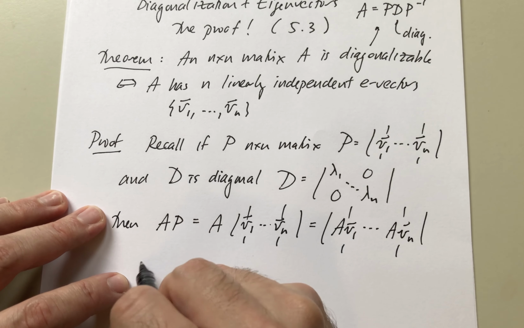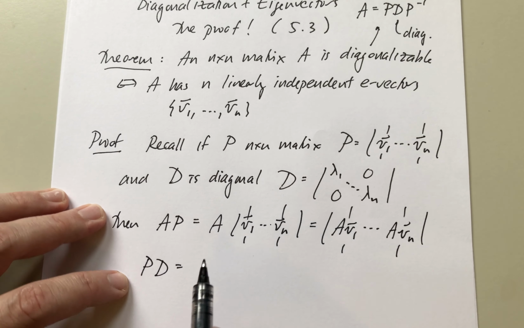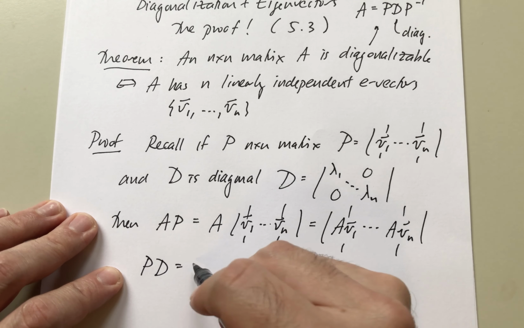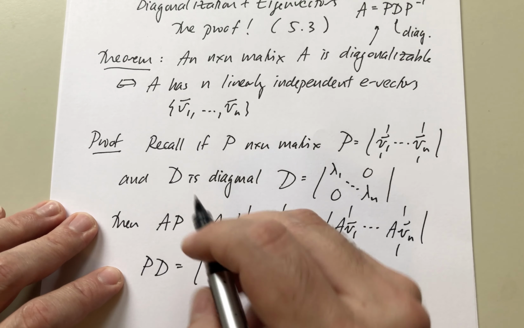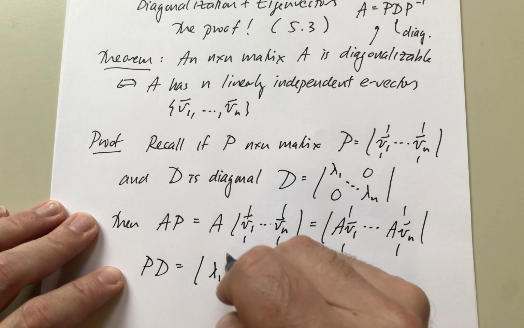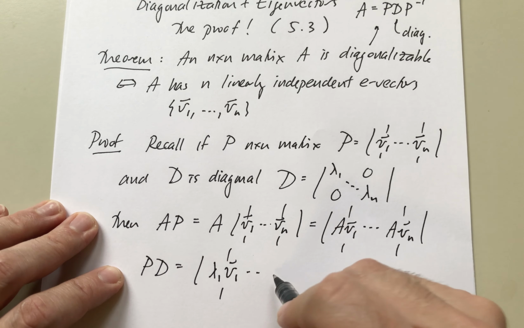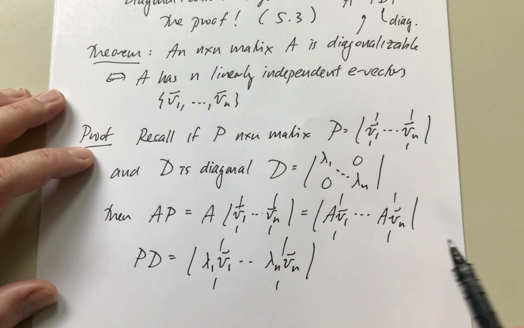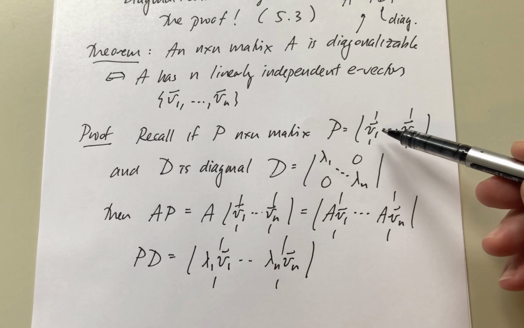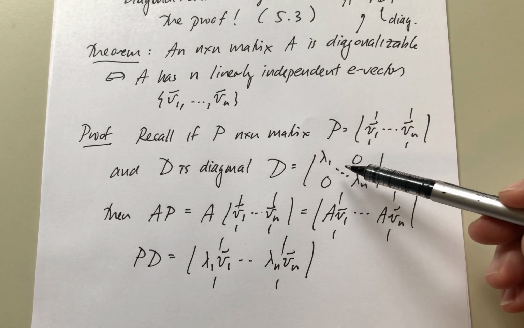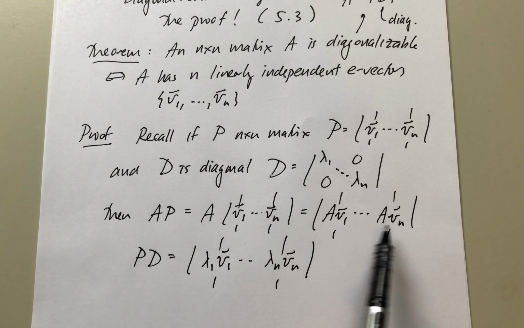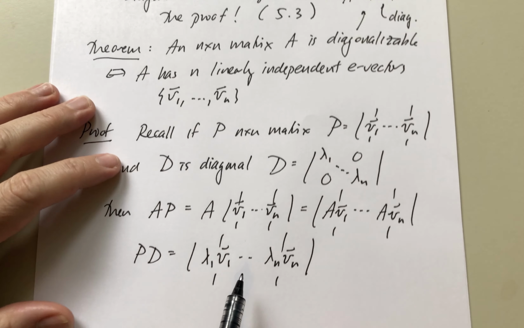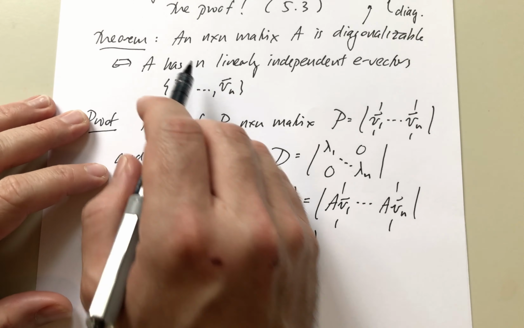And you can also check that if I take P times D, where P is this matrix and D is diagonal, this will be a matrix whose columns are lambda 1 v1 as the first column, lambda 2 v2, up through lambda n vn. This is just a general fact about matrix multiplication: when you give me a matrix P and a diagonal matrix D, you actually get this nice formula. So now let's go back to the theorem.